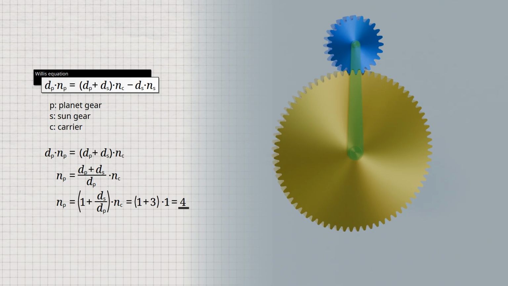The planet gear therefore rotates a total of 4 times around its own axis when it has been moved once around the sun gear, that is 3 times as large. We can now see directly from the equation that the diameter ratio must always be increased by 1 for the number of revolutions from the point of view of an observer at rest.